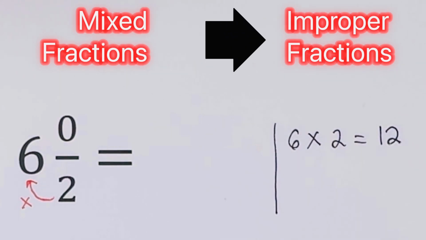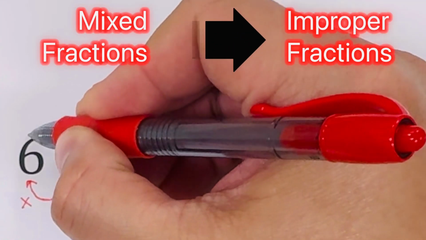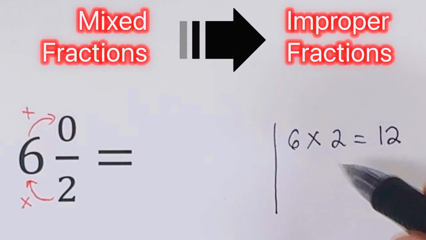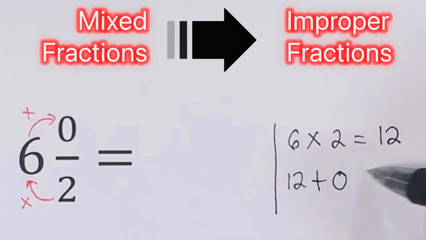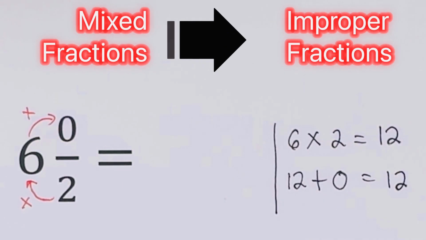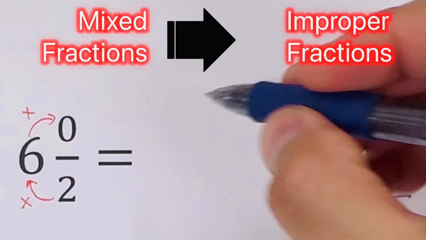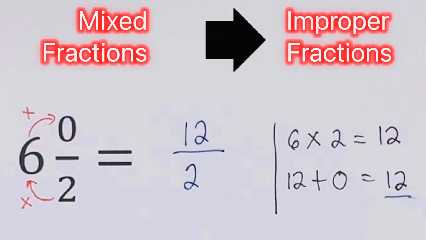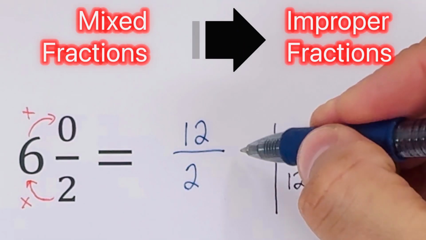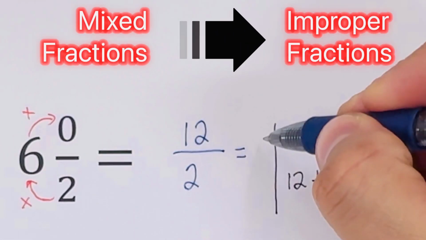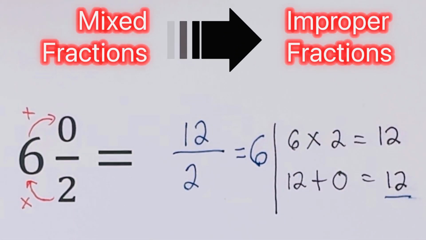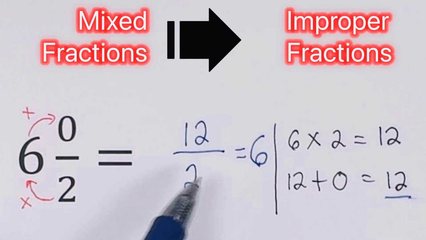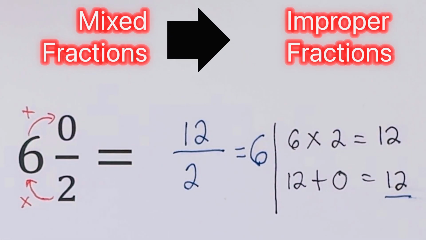So whatever is the product between 2 and 6 here, we're going to add the numerator. So that's a plus 0. So that's 12 plus 0 is 12. So this comes out, 12 is our numerator over the denominator is 2. Now we can still reduce this. This is actually equal to 12 over 2 is 6. So this fraction that we have here can be expressed as 12 over 2, or it's pretty much 6.